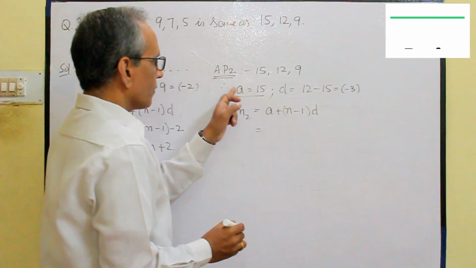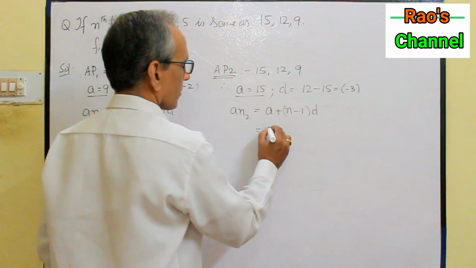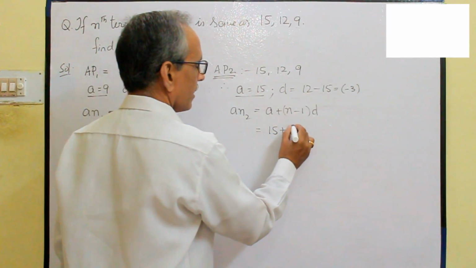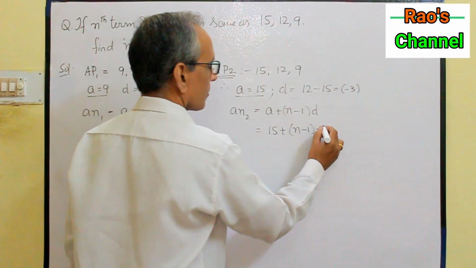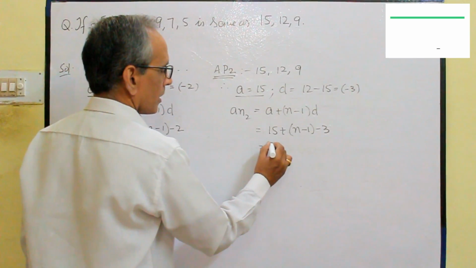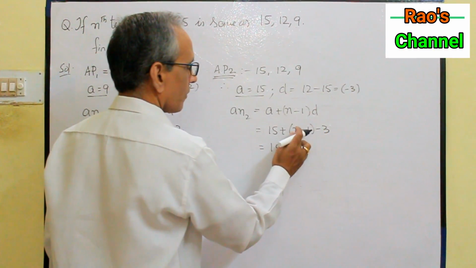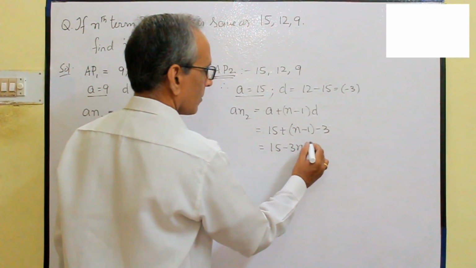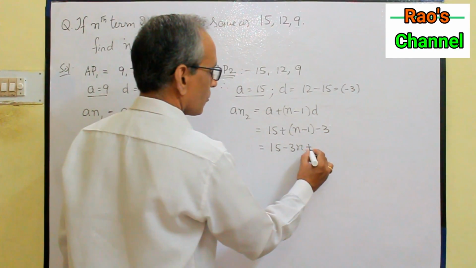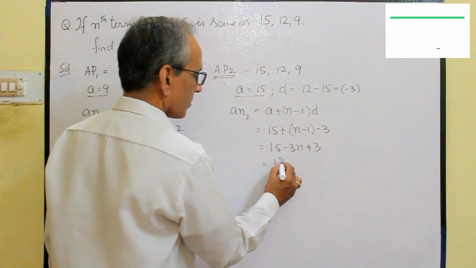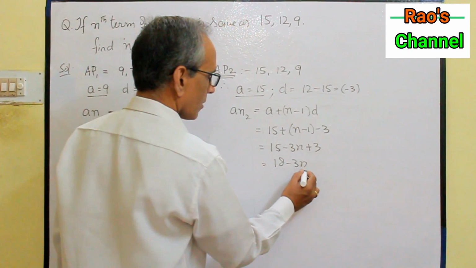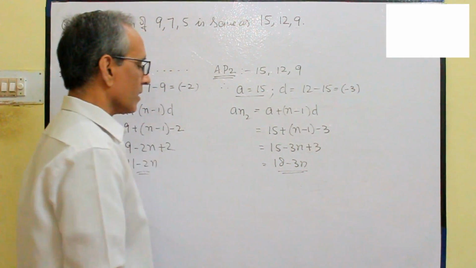is A plus (n minus 1) D. What is A in the second series? 15. 15 plus (n minus 1) times D, which is minus 3. That is 15 minus 3n, minus 3 times minus 1 gives plus 3. So 15 plus 3 is 18 minus 3n. So this is the nth term of the second series.